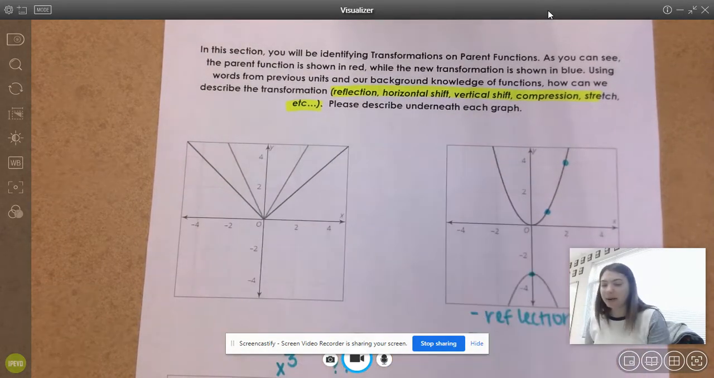So your homework is to talk about these 4 graphs. Tomorrow we'll keep moving. We're going to learn how to write the equations, and that's about it.